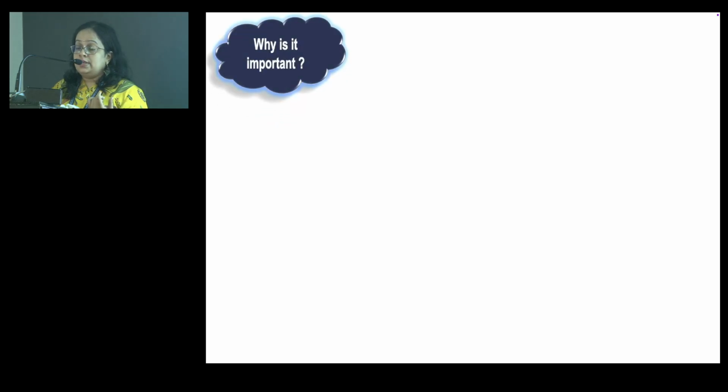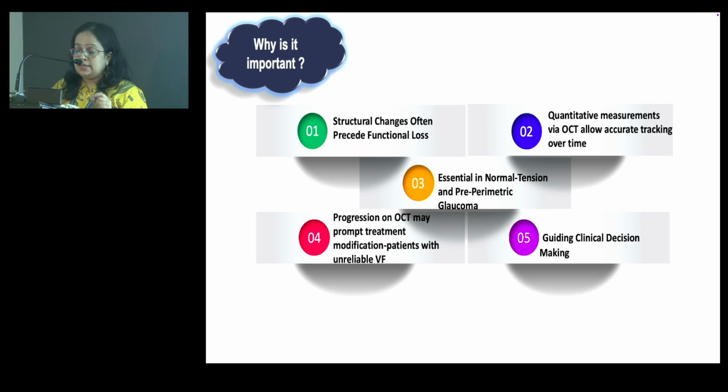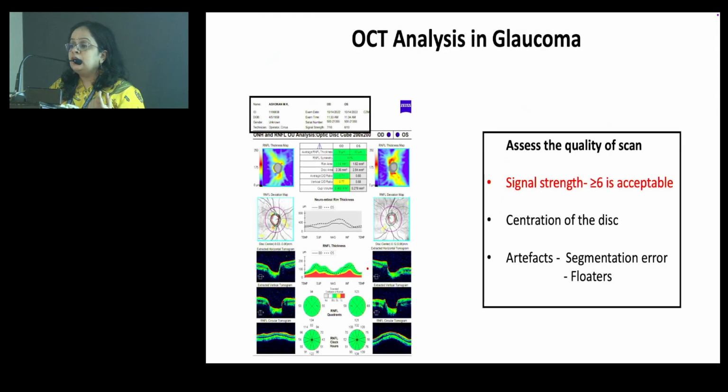So structural progression, as you know, we monitor. Why is it important? Because structural changes in NTG especially can precede functional loss. Quantitative measurements via OCT allow accurate tracking over time, and it's very essential in NTG and pre-perimetric glaucomas. Progression on OCT may prompt treatment modification in patients with an unreliable visual field. That's one thing. If the patient has an unreliable visual field, OCT can help you in clinical decision making.